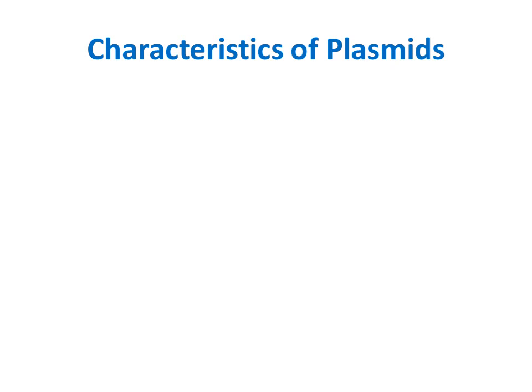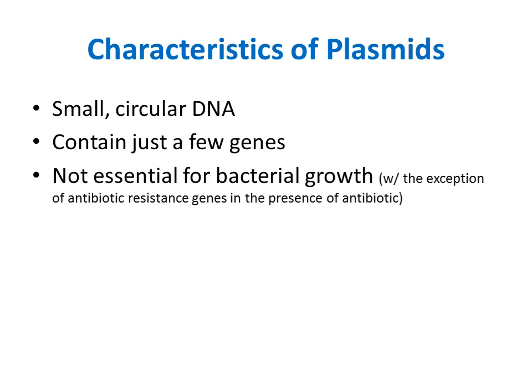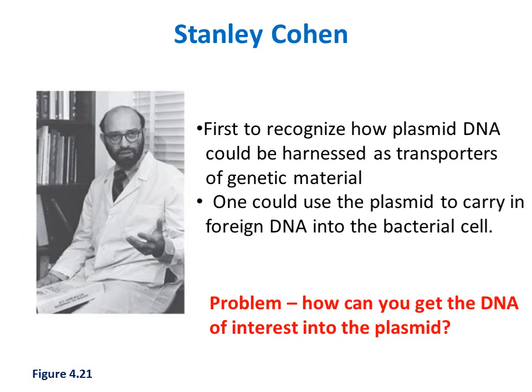So what are some of the key characteristics of plasmids that make them ideal vehicles for transferring genetic information? Well, they're very small and they're circular. They're very easy to handle. They contain just a few genes, and they're not essential for bacterial growth. They are able to replicate autonomously, or independently from the host. So it looks like we have this ideal vehicle, but Cohn had a pressing problem. His issue was, how do you actually get the DNA of interest into the plasmid?